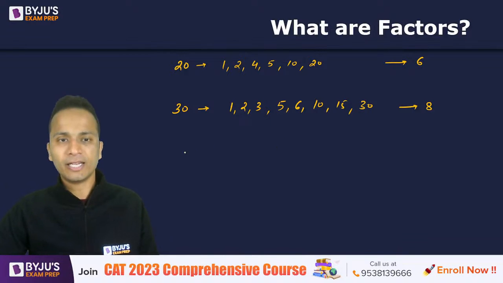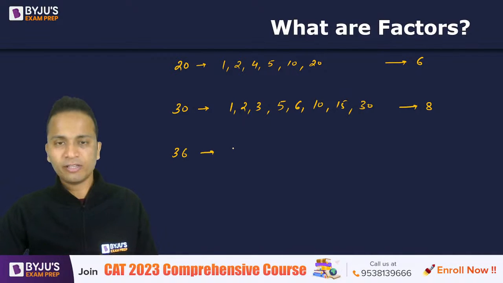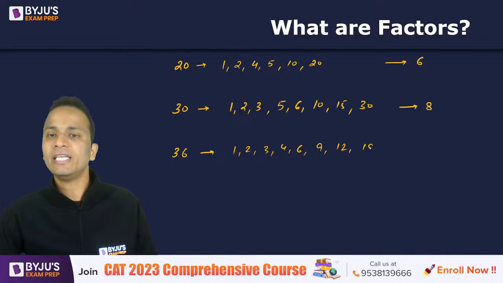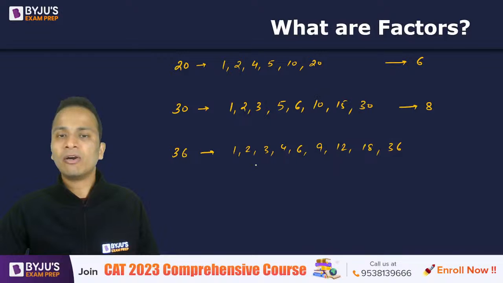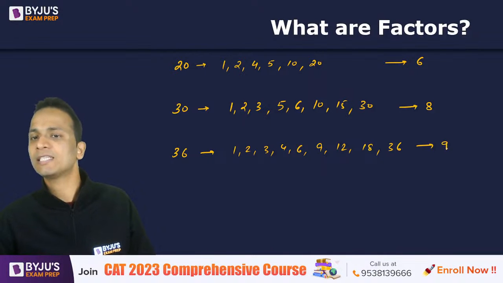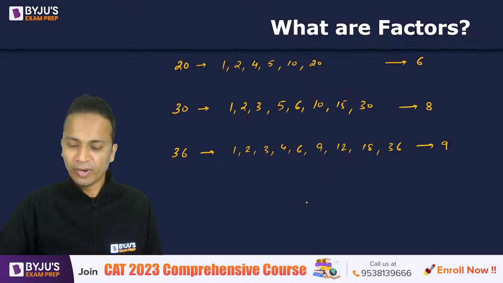I would like to take another example, 36. Now 36, writing all the factors of 36: 1, 2, 3, 4, 6, then 9, then 12, 18, and 36. Now, counting the number of factors of 36: 1, 2, 3, 4, 5, 6, 7, 8, 9. So 36 has 9 factors, right?